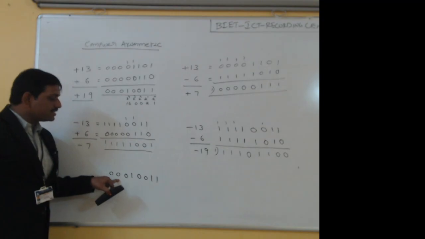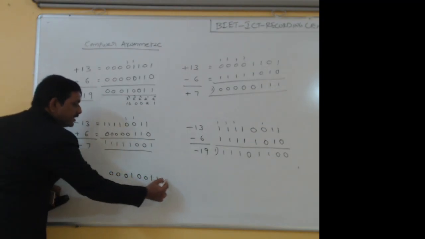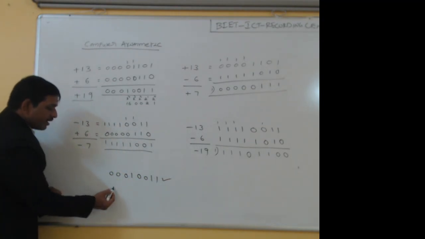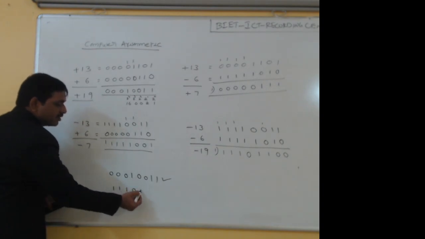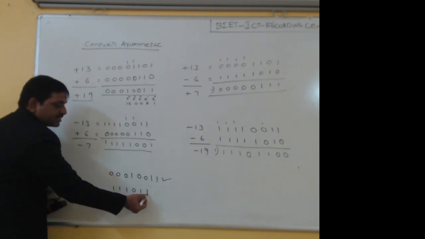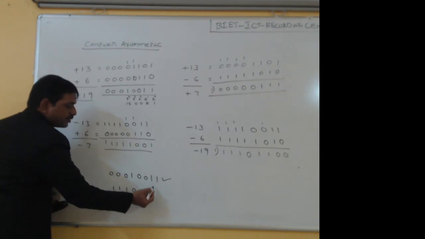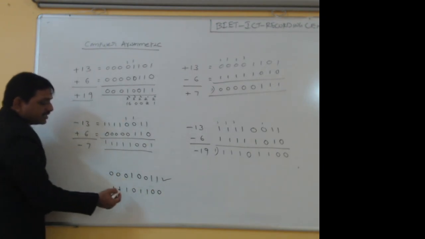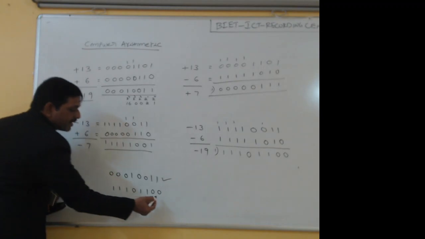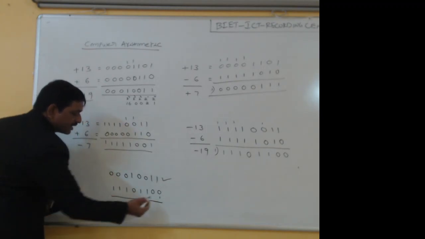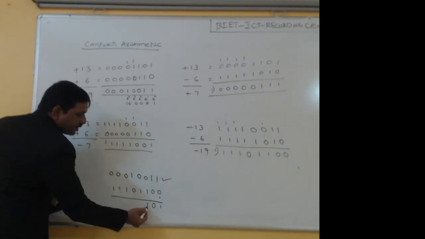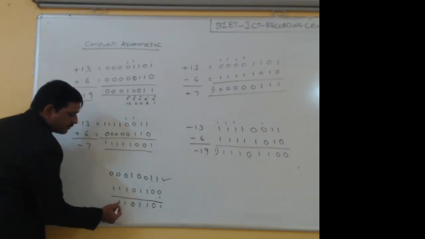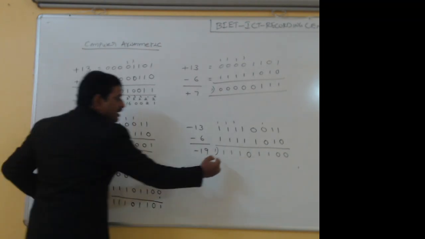Then this value, by finding the 2's complement: 0 is replaced by 1, 0 is replaced by 1, 0 is replaced by 1, 1 is replaced by 0, 0 is replaced by 1, 0 is replaced by 1, 1 is replaced by 0, 1 is replaced by 0. It is the 1's complement. Again by adding 1 to the 1's complement, we can get the 2's complement: 1, 1, 1, 0, 1, 1, 0, 1. This value is equivalent to this value.